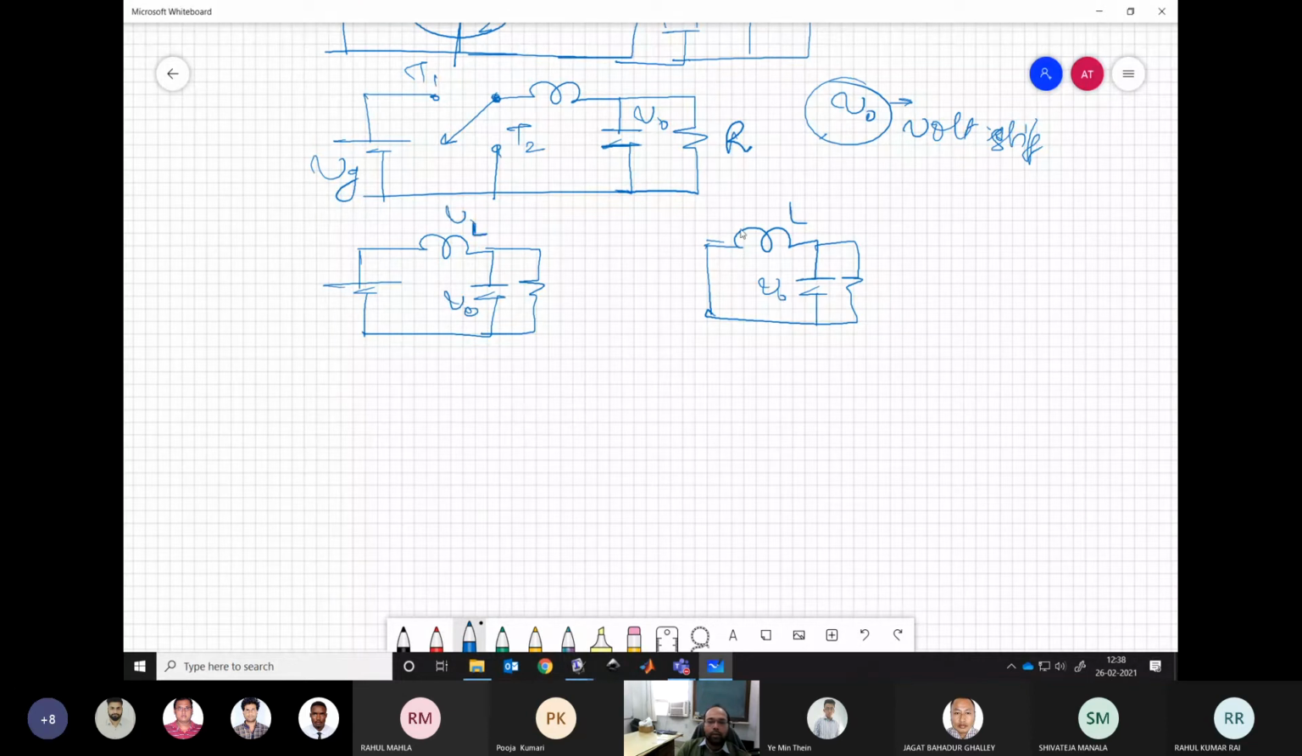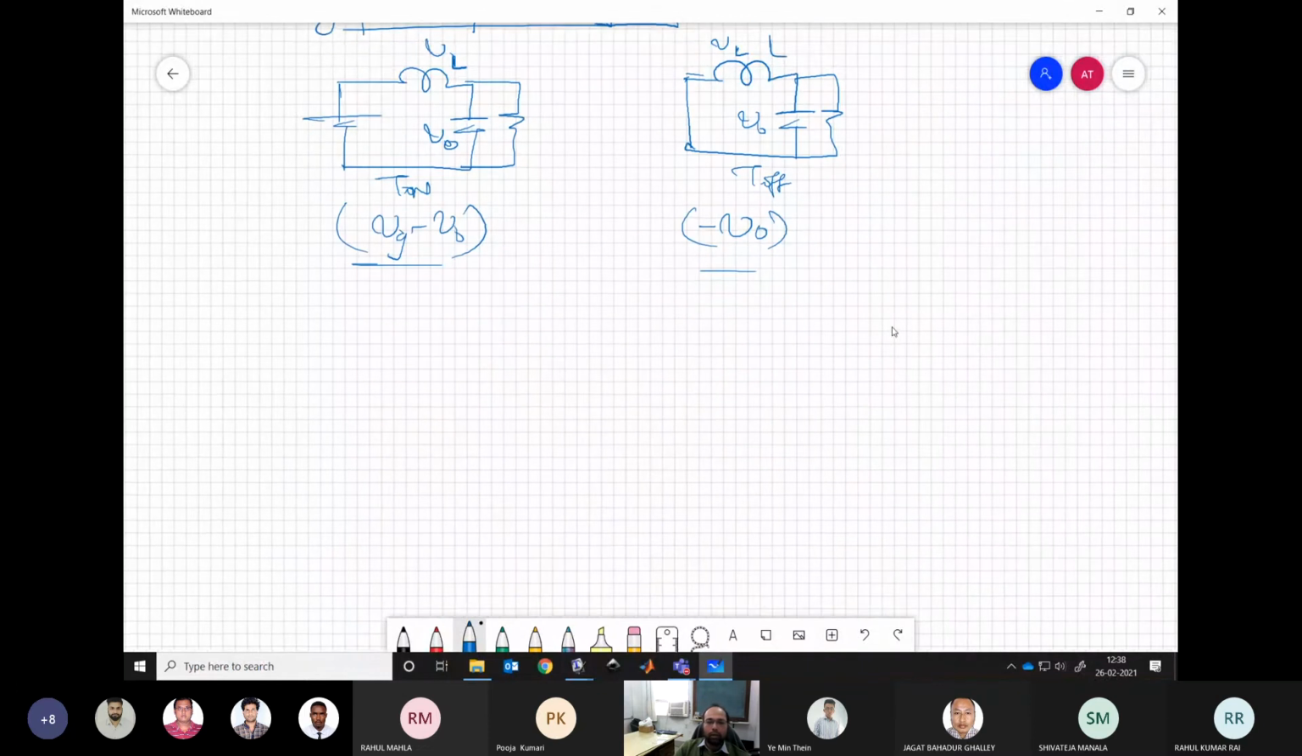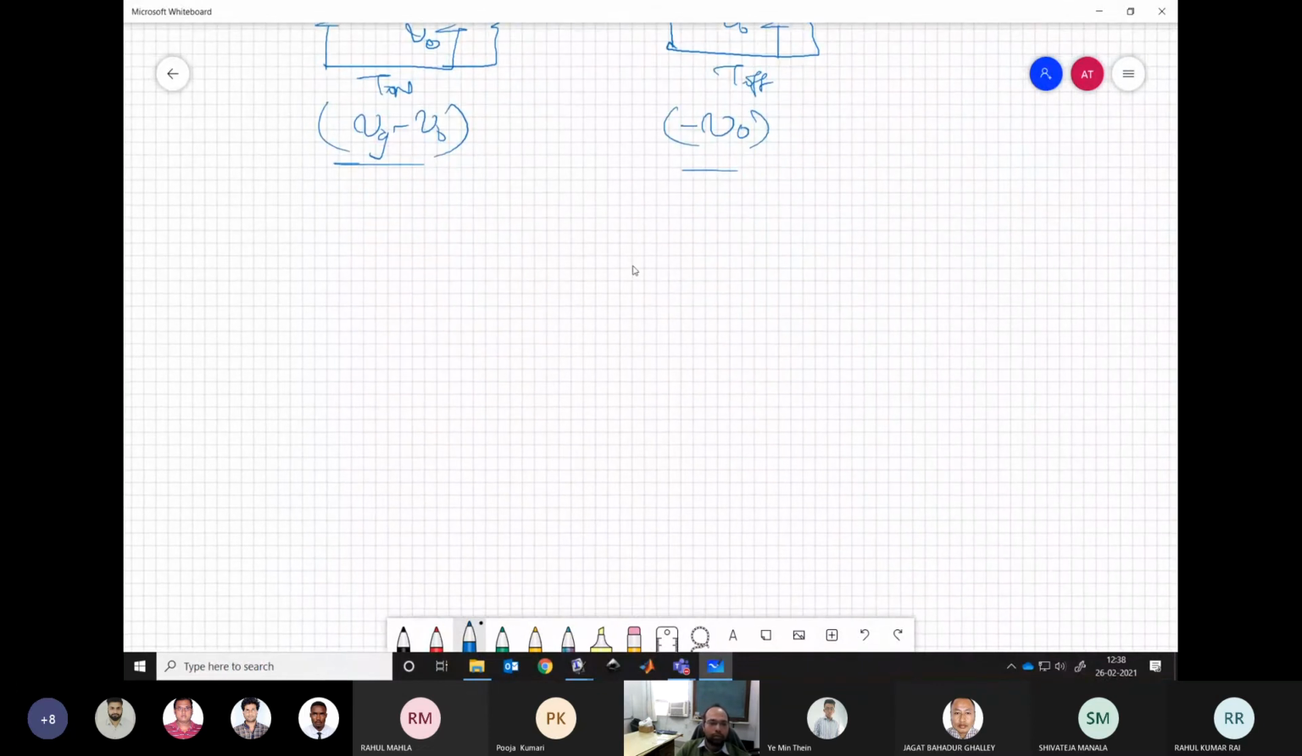Now if you check the VL voltage, the voltage across the inductor, for this duration T on, it is Vg minus V0. And for this duration T off, it is minus V0. So Vg is not applied over here. It is shorted to ground. Now the sum of these volt-seconds should be equal to 0. This must be equal to 0.